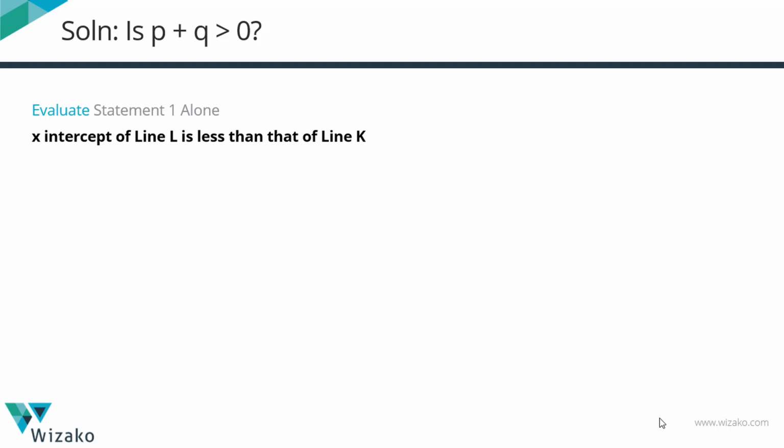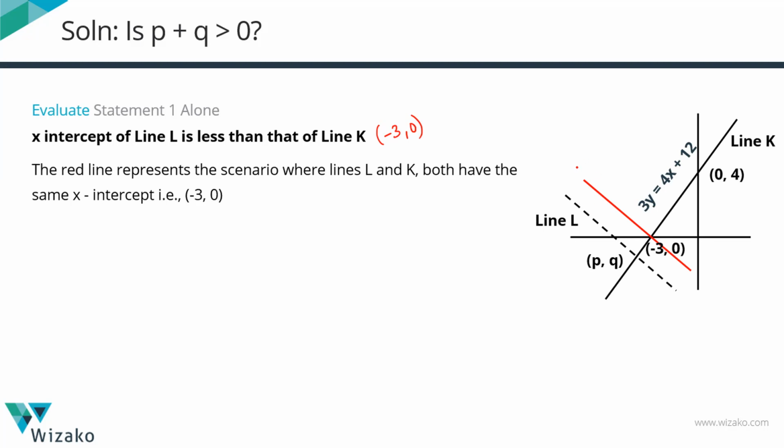It says that the x-intercept of line L is less than that of line K. Do we know the x-intercept of line K? Yes, we computed it a little while ago. That works out to (-3, 0). Let's draw both these lines. Let's start with one premise. We're going to look at this as line L. This is not line L for us given this statement, but let's start with this.